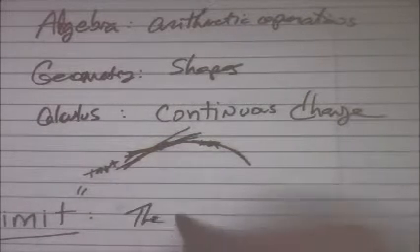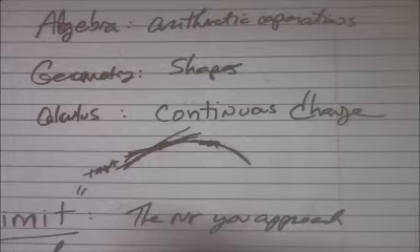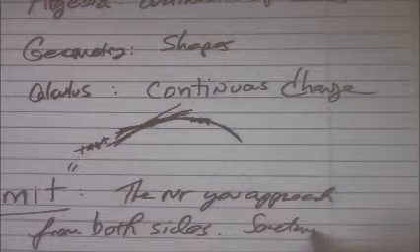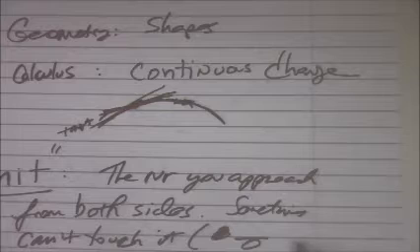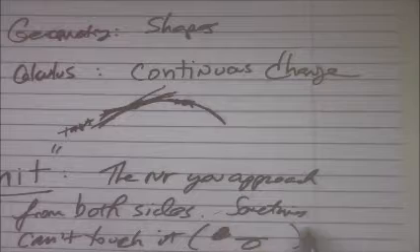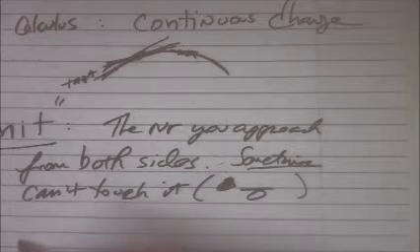And what that is, is the number you approach from both sides, sometimes can't touch it. In other words, dividing by zero. So you'd have something where you'd have to be dividing by zero, so you can't, so therefore you can't touch it. But in other cases you can. That's why it's sometimes. So what happens, let's take the way that this looks.